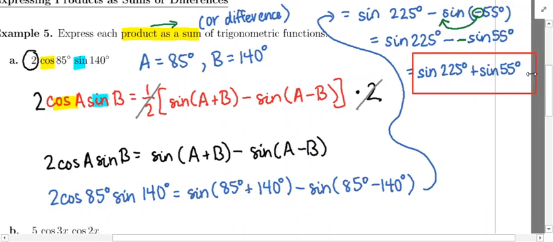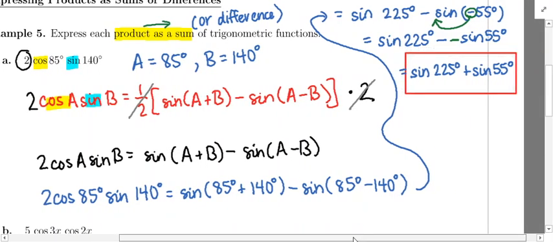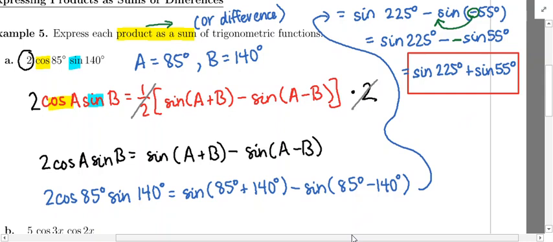Okay, so we started with a product. We started with 2 times the cosine of 85 degrees times the sine of 140 degrees, and we have converted it to a sum of trigonometric functions. Okay, sine of 225 degrees plus sine of 55 degrees. Okay, and one more time, 225 is on the unit circle. So you're not wrong by turning that sine 225 degrees into an exact value, but I am leaving it like this because I'm just adhering to the directions that I need to write the original product as a sum of trigonometric functions. So sine plus sine.